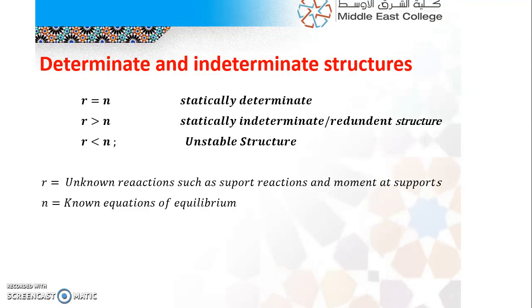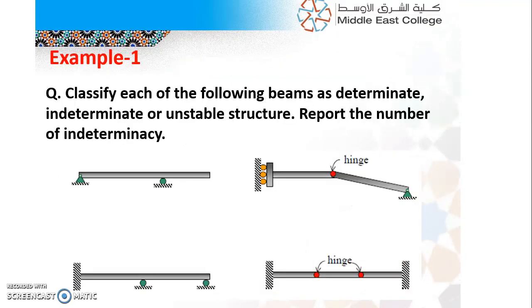Here you need to remember a small equation. If R is equal to N, it is called statically determinate. If R is greater than N, it is statically indeterminate. If R is less than N, it is an unstable structure, where R is the number of unknown reactions and N is the number of known equations of equilibrium.